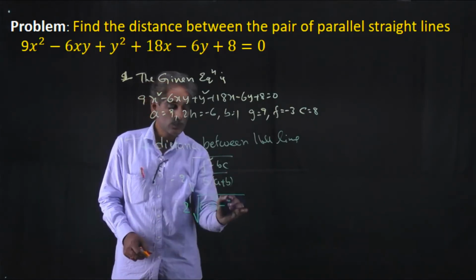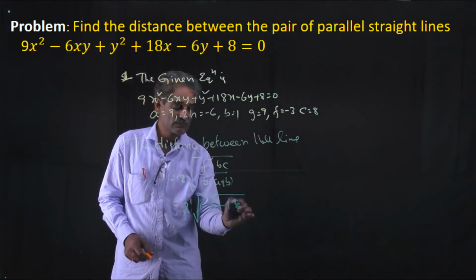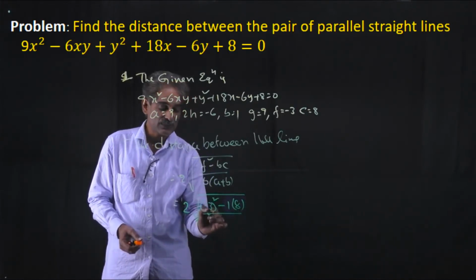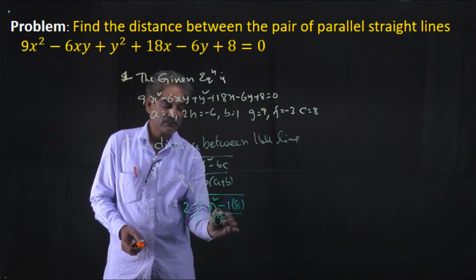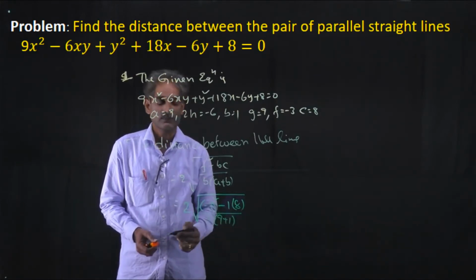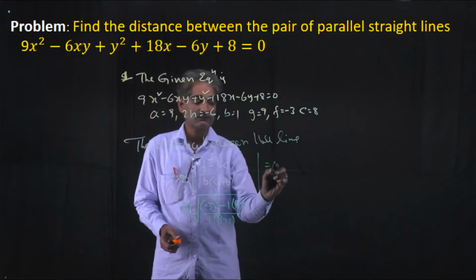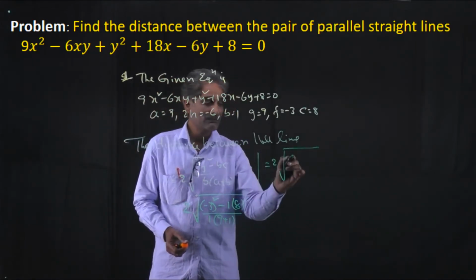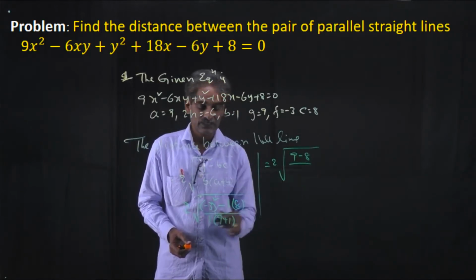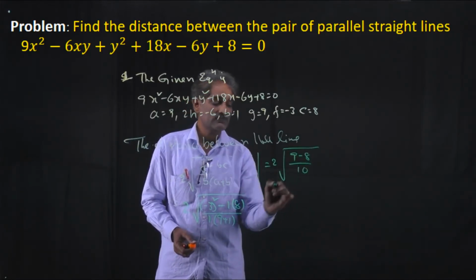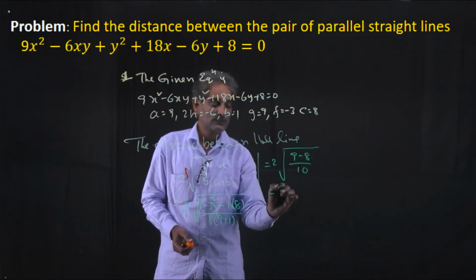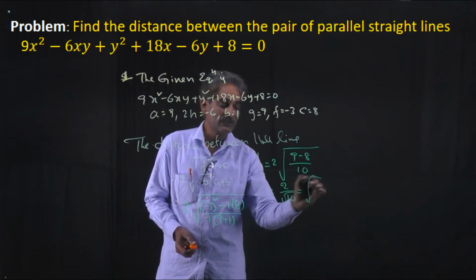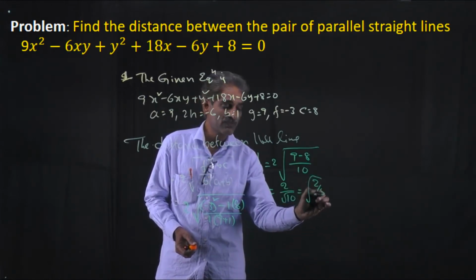What is b? 1. c means 8, whole divided by b into (a plus b), that means 1 into (9 plus 1). So this is nothing but 2 into square root of (9 minus 8) by 1 into (9 plus 1), 10. 9 minus 8 is 1, that means 2 by root 10. Otherwise, we can write 4 by 10, that means 2 by 5.